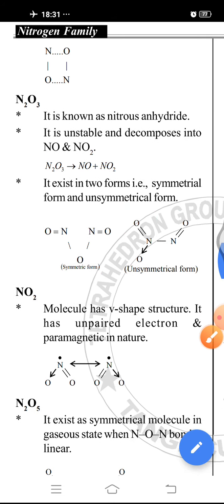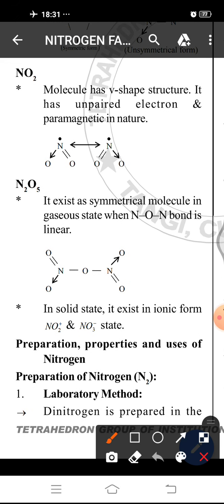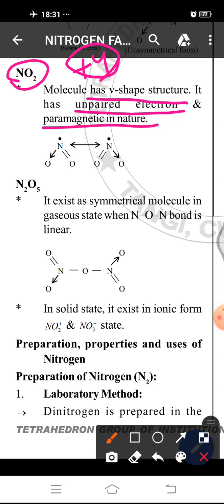Next comes another oxide, NO2, nitrogen dioxide, having oxidation state +4. This molecule has a V-shaped structure, has an unpaired electron, and is paramagnetic in nature. You can see the unpaired electron. Due to the presence of this unpaired electron, it is paramagnetic in nature, with a V-shaped structure.